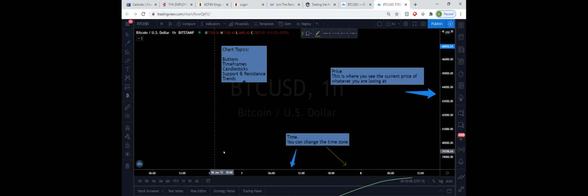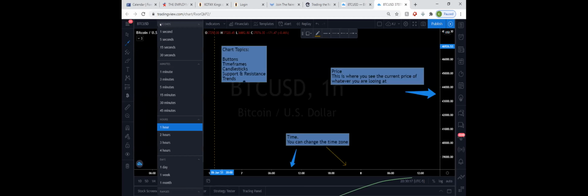So to go over the rest of the buttons, those are going to be at the very top. So I'm going to transition to this next topic of time frames. Time frames is going to be the button that you see with a number and a letter. So when you click on it in TradingView, you're going to get a drop down. It's going to say seconds, minutes, hours, days, and you can choose your time frame.